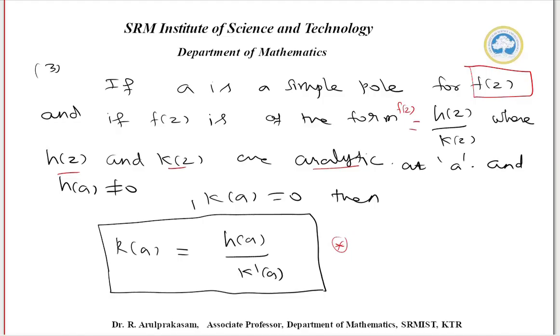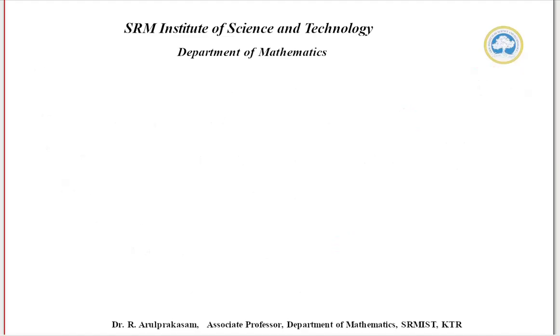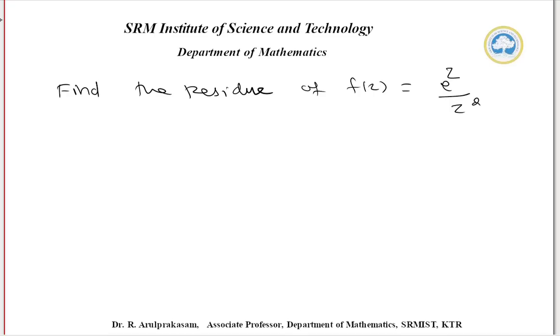Suppose I have the function. First problem, find the residue of the function f of z is equal to e to the power z divided by z square. So first, what is the definition I mentioned? What do you mean by residue?